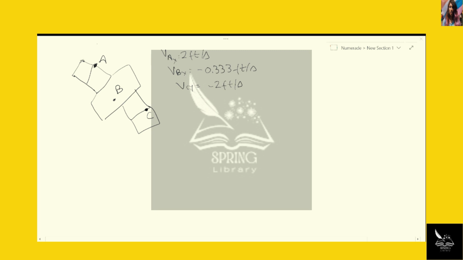This is the problem. So let us try to write down all the distances. From A to B, we have a total of 4 feet. And then from B to C, we have a total of 2 feet. And then the horizontal distance between A and B is 2 feet. And the horizontal distance between B and C is 6 feet.